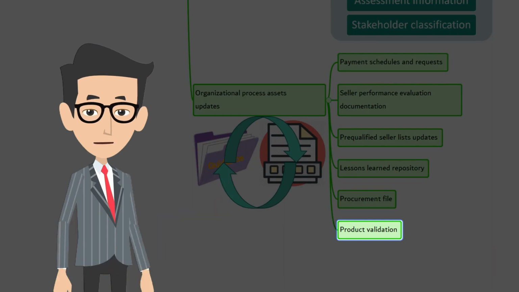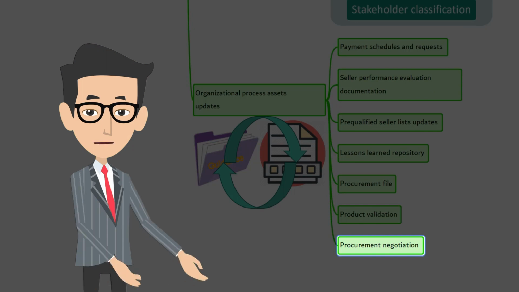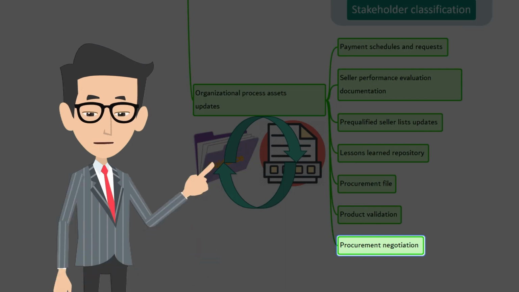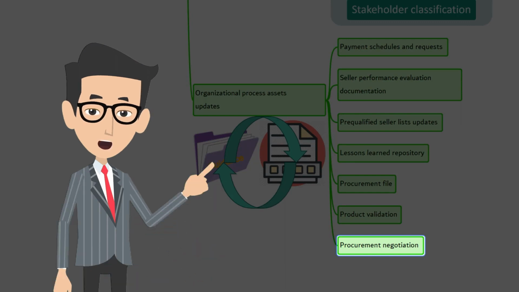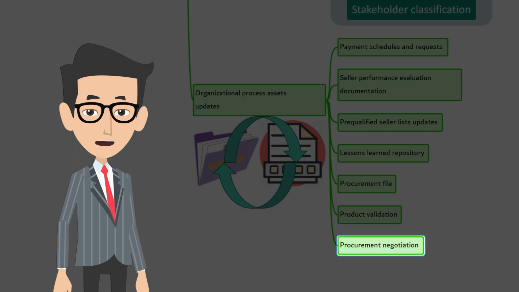This involves checking to see if all the work was completed correctly and satisfactorily. Procurement negotiation. The final settlements of all claims, invoices, and other issues may be handled through negotiation or through the dispute resolution process. All right, that was a long list. Here we wrap up the ITTO. Let's move to the next knowledge area, stakeholder management.